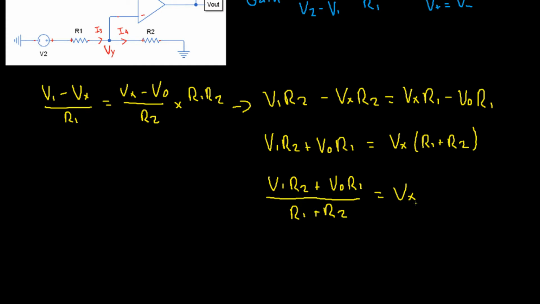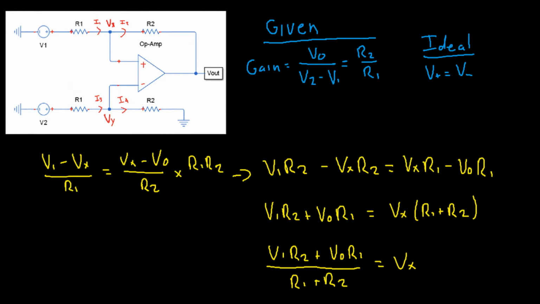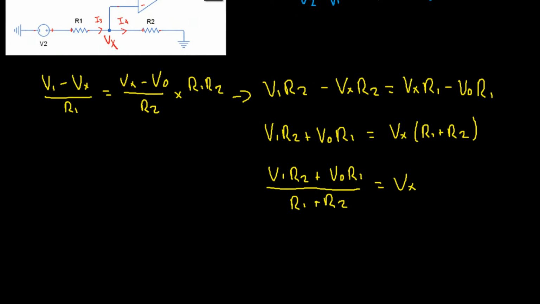Let's use another KCL equation at our second node, Vy. Now, I hope that you noticed that as this is an ideal op-amp, the voltage at this point, V+, is equal to the voltage at this point, V-. Therefore, Vx and Vy are essentially the same thing. So let's call this Vy Vx. So let's move on with our KCL equations.